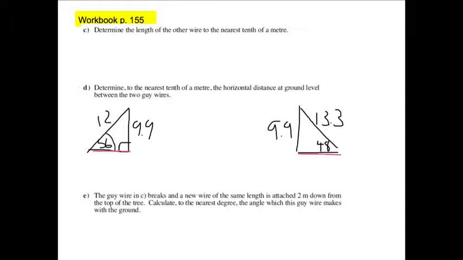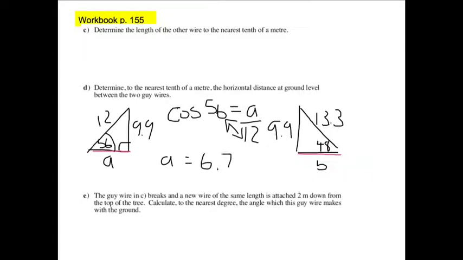So first, we need to find this side and this side right here. Let's find A. Cos 56. You can use another trig ratio if you would like, but I'm going to use cos 56 is equal to your adjacent over your hypotenuse. And your hypotenuse here is 12, cross multiply here. And what you're going to be left with is A is equal to 6.7 meters.